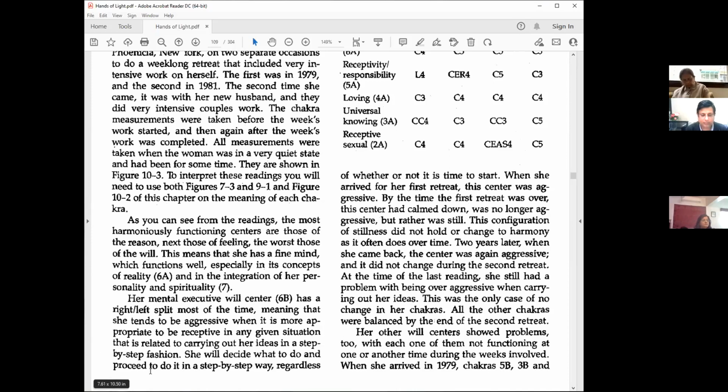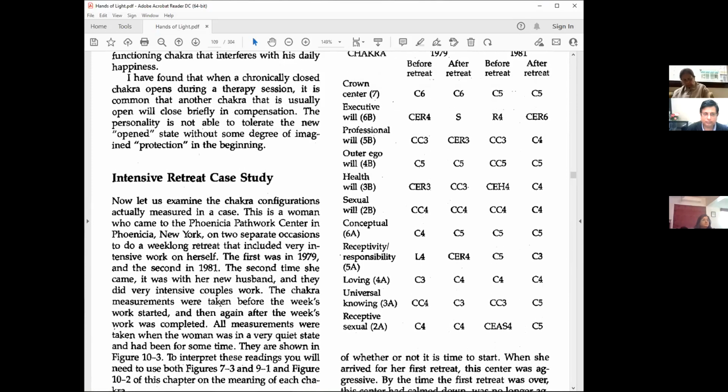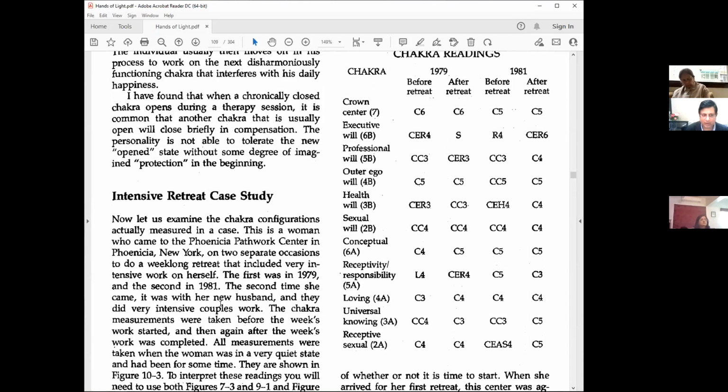So just go up. So what she's talking about is in the second line, executive will, that is 6b, right? Which is at the back of the head, where you're actually exerting yourself and implementing stuff. So before the retreat, it was clockwise, equilibric towards the right at a 4-inch diameter. After the retreat, it became still, right? When she came back, it was again R4. That means again, she is aggressive.